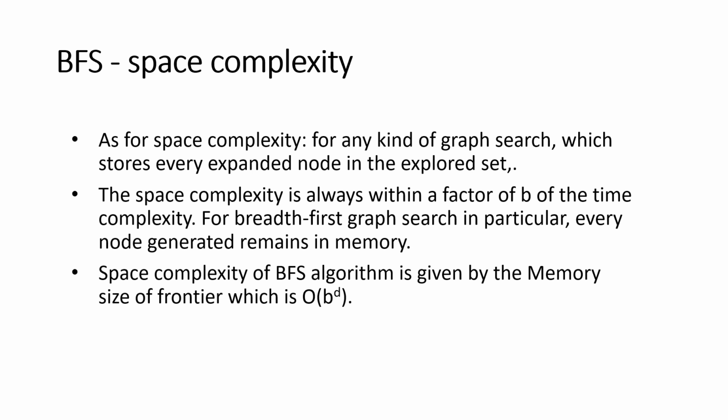For example, if we consider b equal to 3, that is our branching factor is 3, and we have 5 levels, so d is equal to 5, then we have 3 raised to 5. So 3 raised to 5 is 243. All these nodes must be stored in memory. So the number of nodes is actually 243.